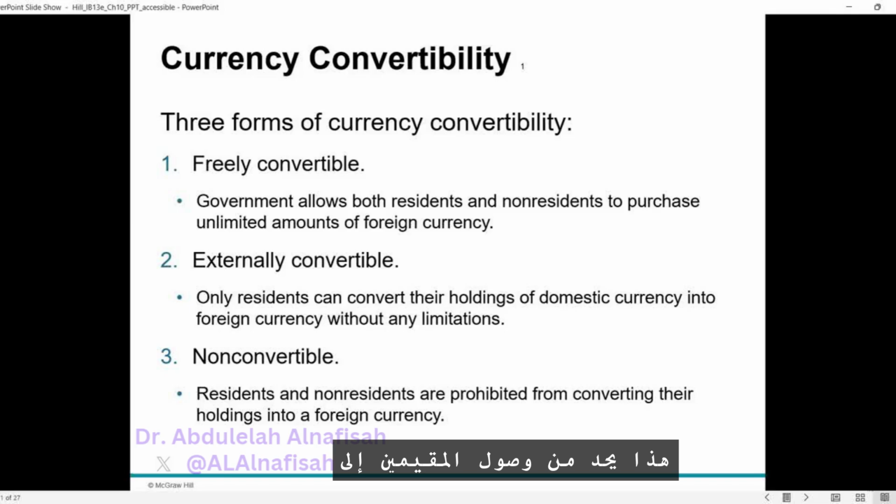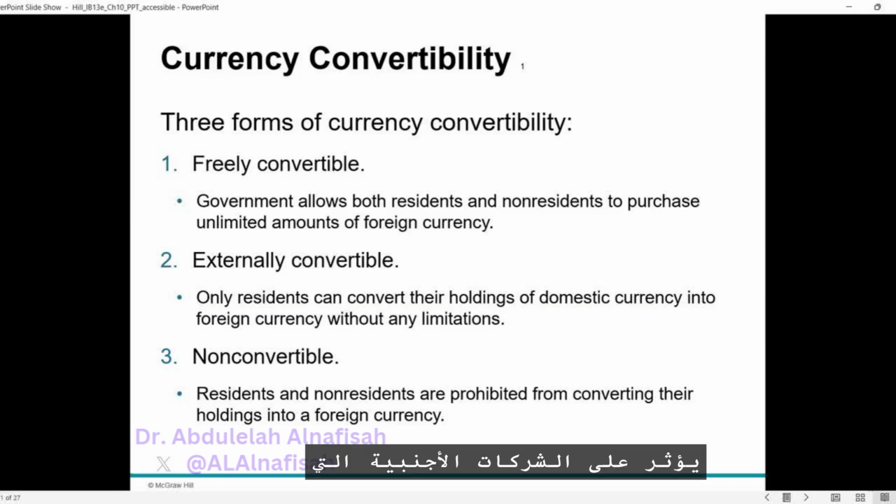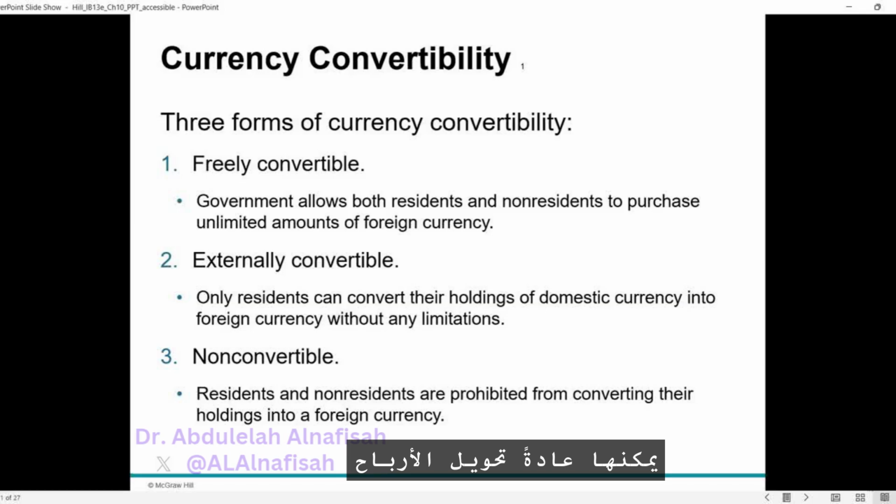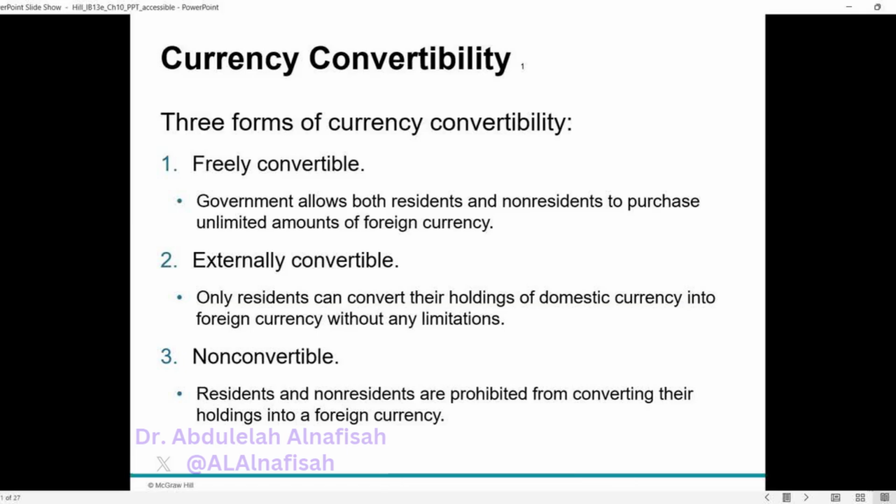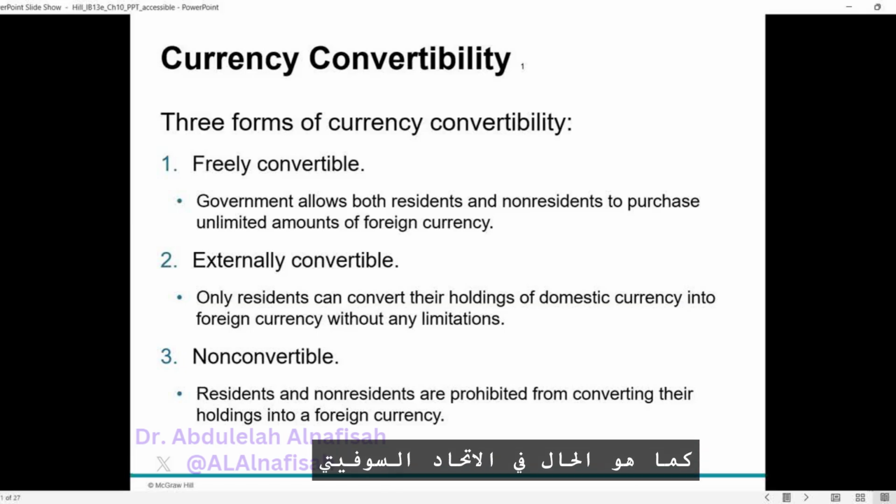This limits residents' access to foreign currency, but often doesn't impact foreign businesses, which can usually convert profits and take them out of the country. However, in non-convertible currency systems, as seen in the former Soviet Union and early post-Soviet Russia, foreign businesses face serious challenges as they cannot exchange local profits for foreign currency and repatriate them, complicating international operations.